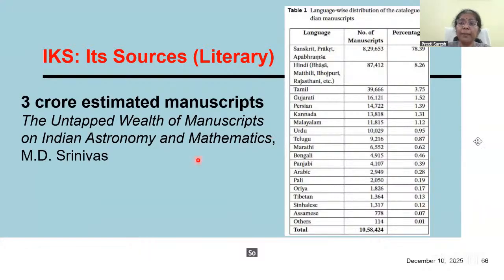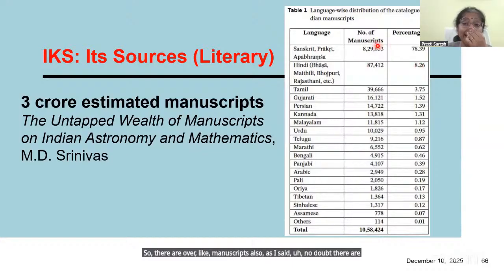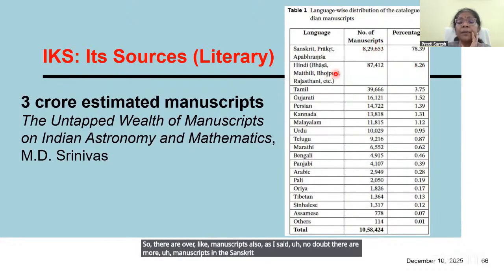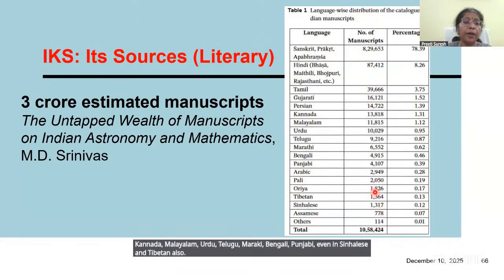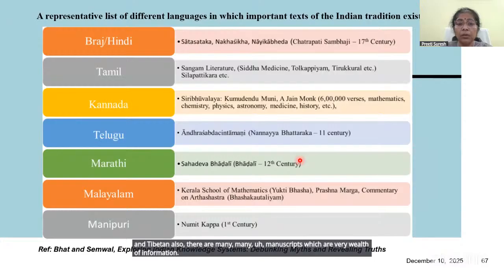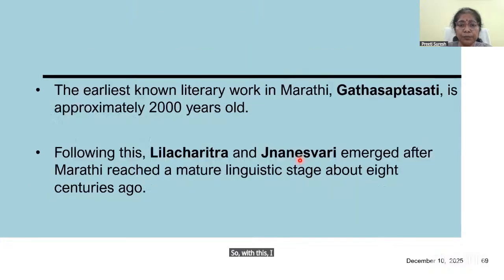As I said, no doubt there are more manuscripts in Sanskrit, Prakrit or Apabhramsha, but you see that literature is also available in other languages, whether it is Tamil, Gujarati, Persian, Kannada, Malayalam, Urdu, Telugu, Marathi, Bengali, Punjabi, even in Sinhalese and Tibetan. There are many manuscripts which are a wealth of information. So with this, I would like to end.